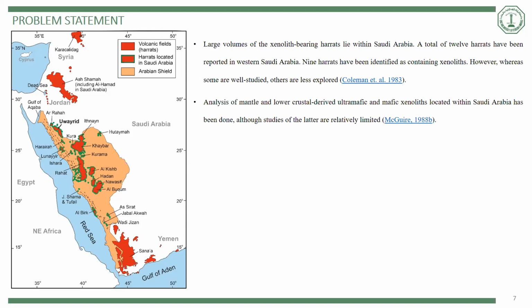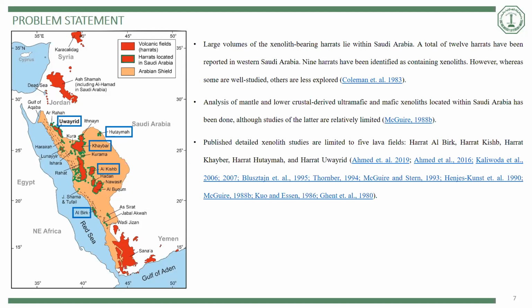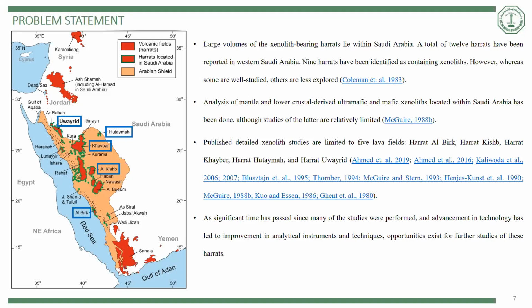Analysis of mantle and lower crustal derived ultramafic and mafic xenoliths located within Saudi Arabia has been performed, although studies of the latter, which are the mafic xenoliths, are relatively limited. Published detailed xenolith data are limited to 5 lava fields, Al-Birk, Al-Kishb, Khaybar, Hutaima, and Uwayrid, which will be the area of study. As significant time has passed since many of the studies were performed, advancement in technology has led to improvement in analytical instruments and techniques. Therefore, opportunities exist for further studies of these Harrats and the xenoliths within them.